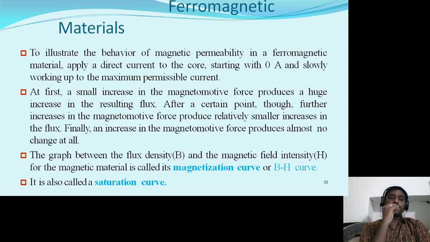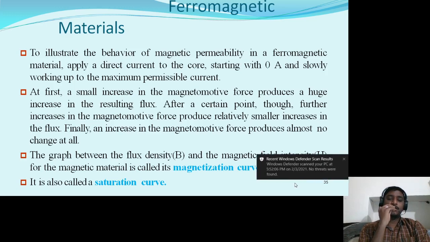So today our topic is the saturation curve, or magnetization curve, or BH curve. We have already discussed that materials are classified into three types: ferro, para and dia. Right? So let us discuss the saturation curve or the magnetization curve.